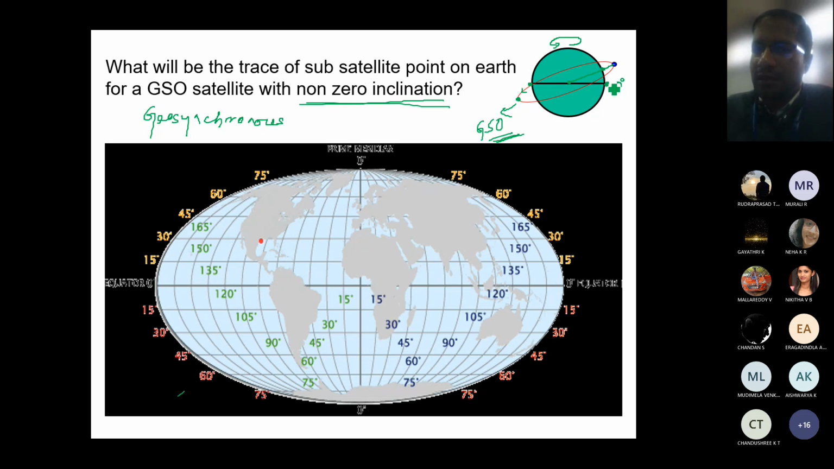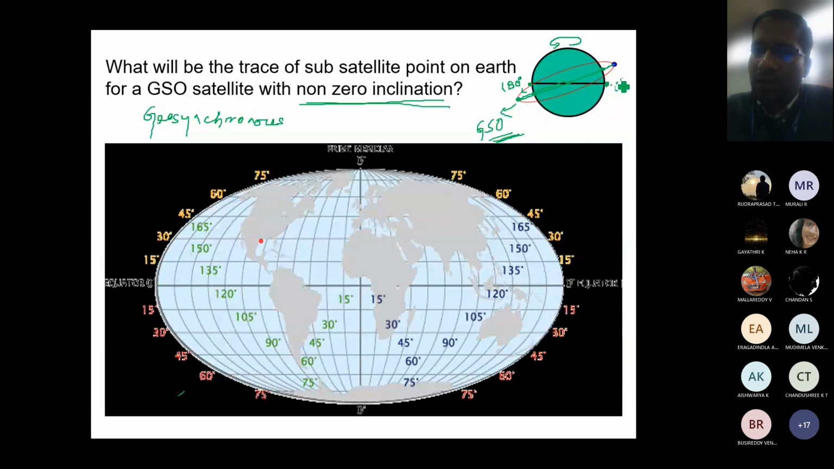Now, after 180 degree rotation, the reference point has come to this end and your satellite has come to this point. So in this case, if you make a line joining the center of the Earth and the satellite, the subsatellite point will be here. And in this case, the subsatellite point will be south of this reference point.